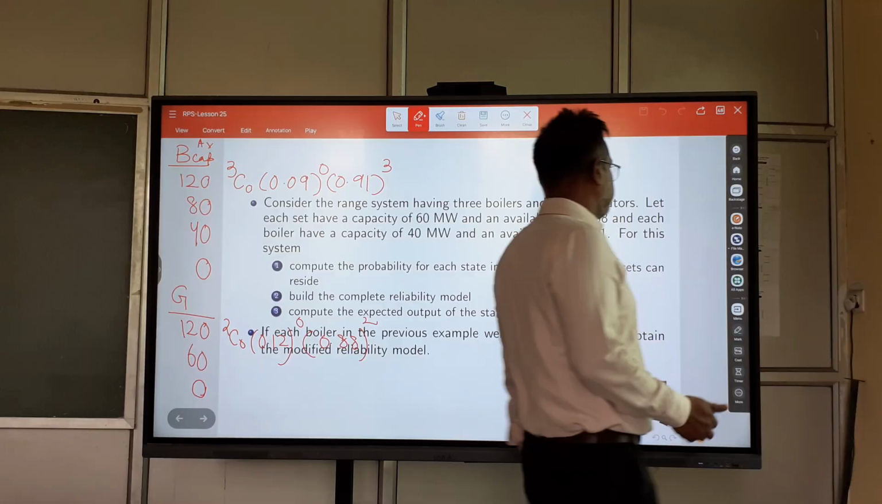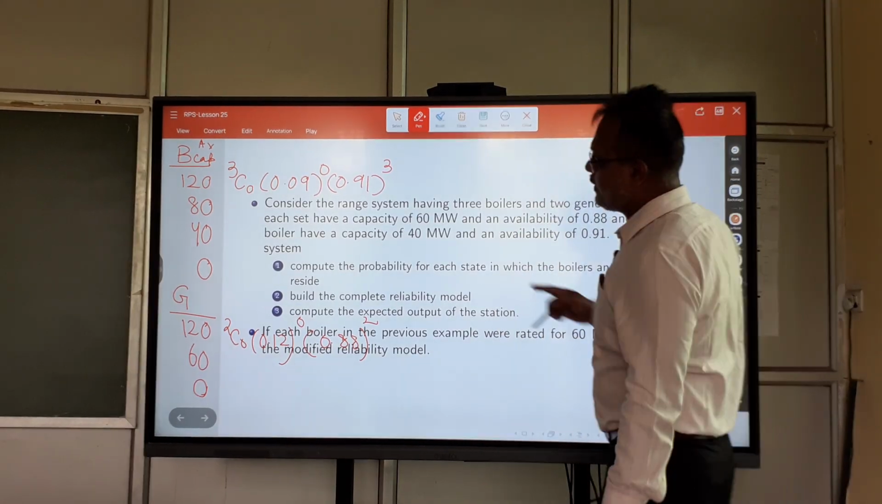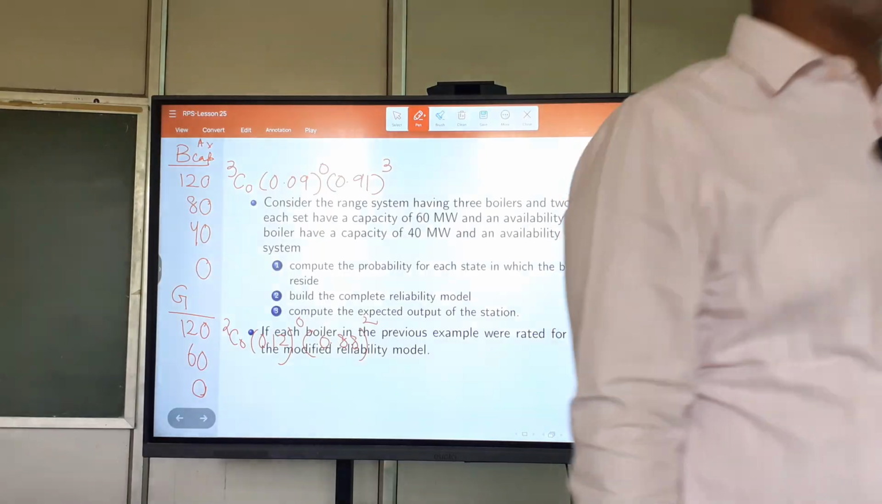Evaluate this. Evaluate this for the boiler and generator separately.